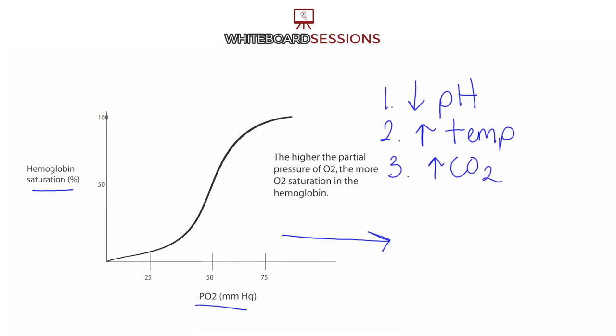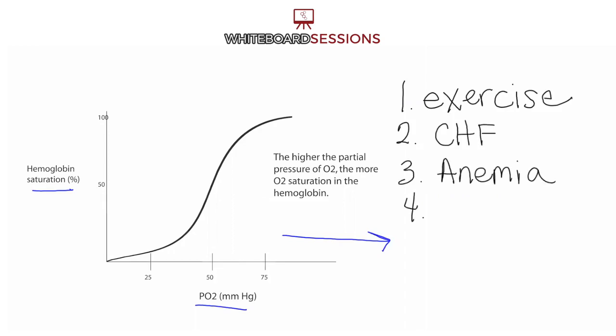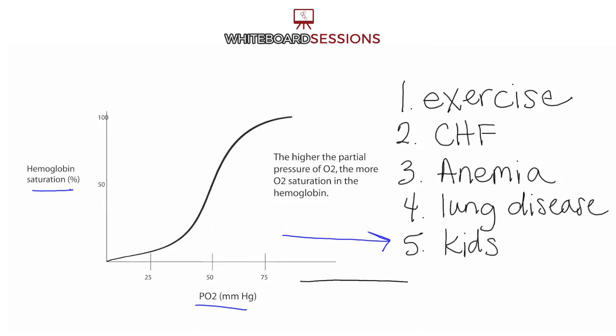Well, clinical examples would include exercise, congestive heart failure, anemia, lung disease, and kiddos. All of those things naturally will make this curve shift to the right. Again, what is that telling us? That it takes more work to get oxygen to bind to the hemoglobin.